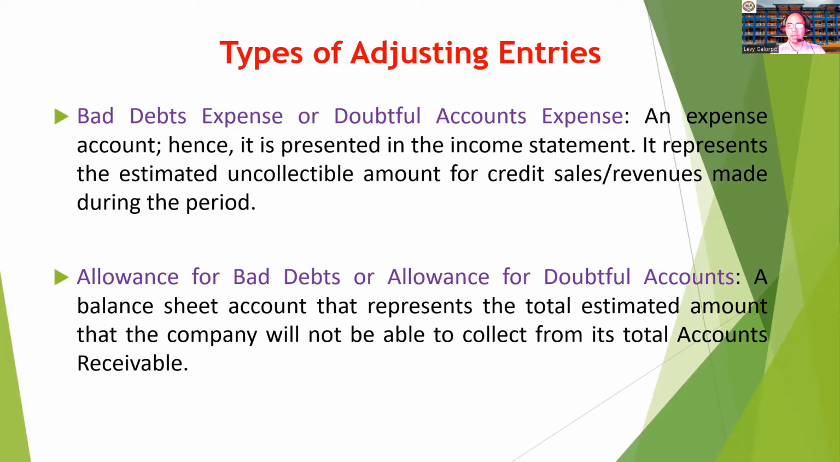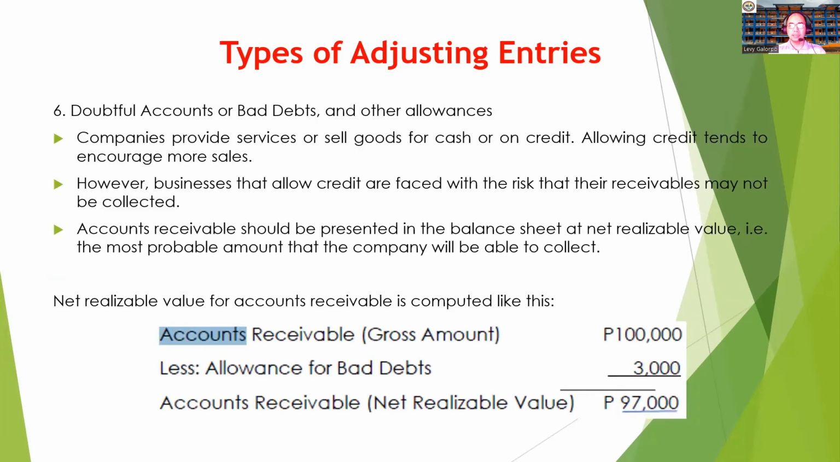Allowance for bad debts or allowance for doubtful accounts: a balance sheet account that represents the total estimated amount that the company will not be able to collect from its total accounts receivable. So in other words, yung bad debts expense ay makikita sa income statement at yung allowance for bad debts ay makikita naman sa balance sheet. Ito ay isang contra-asset account. Kagaya ng nakikita nyo dito sa example na ito. Ganyan ang kanyang presentation sa balance sheet.